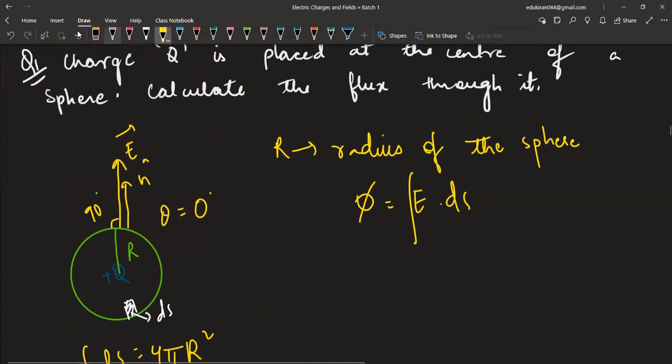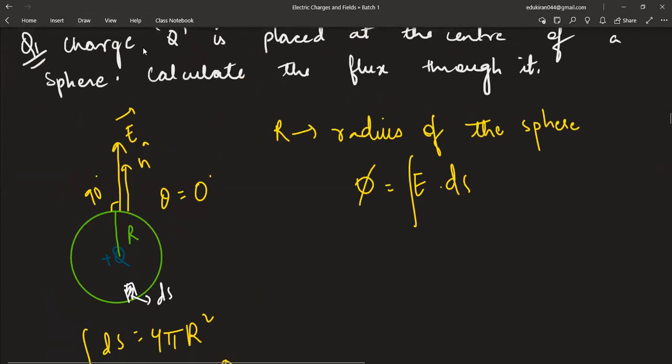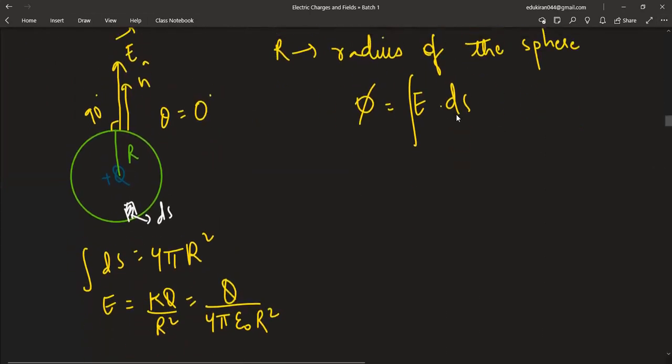Okay class, this is a little important question. It says that charge Q is placed at the center of a sphere. Now we have to calculate the flux through it. See, phi is equal to E dot S. Now ds, I have told you, is the entire area of the sphere. So it is 4 pi r square. Fine.